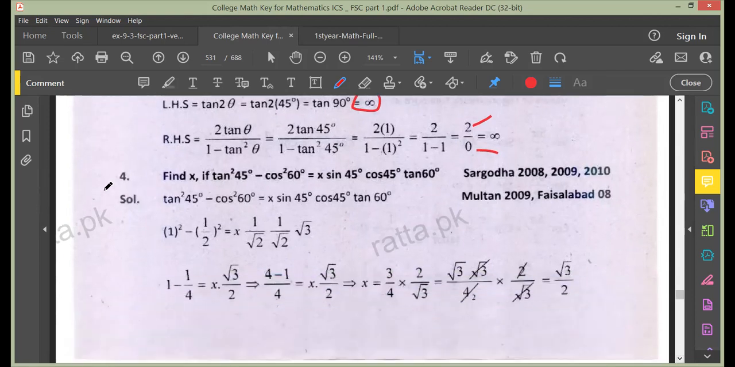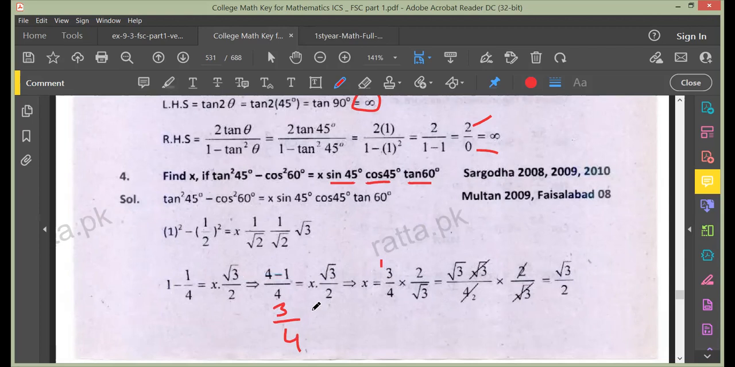Similarly, question number 4, which is an important expression: find x. We have to find the value of x if tan²45 − cos²60 = x sin 45. We will put the values: tan 45 is equal to 1, and after squaring, this will be equal to 1. Similarly, cos 60 is equal to 1/2. After squaring, this will be 1/4. So after simplification, this expression will be 4 minus 1 over 4, which is equal to 3/4.